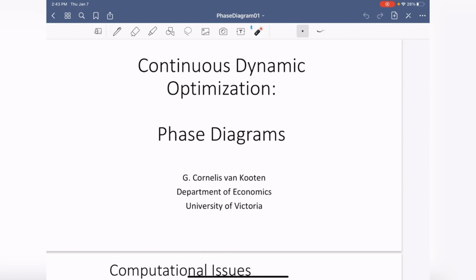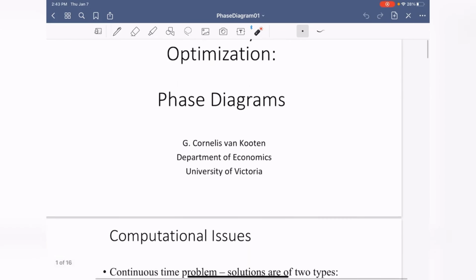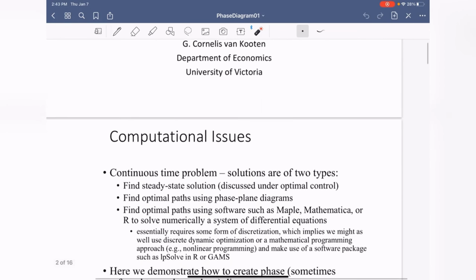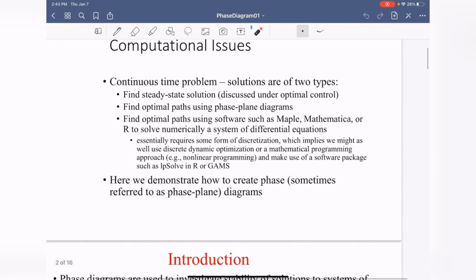In this lecture, we're going to look at continuous dynamic optimization using phase diagrams to look at the stability of the particular system of equations that we look at. So there are some computational issues. The continuous time problem has solutions that are of two types.